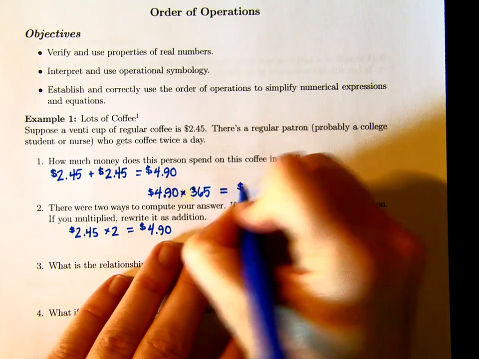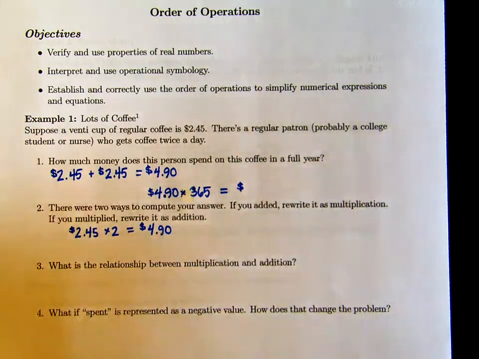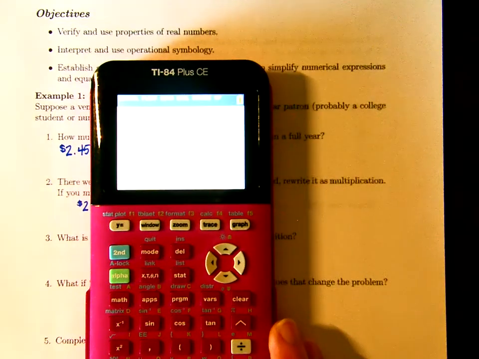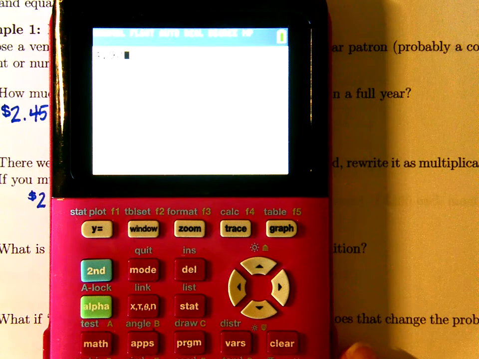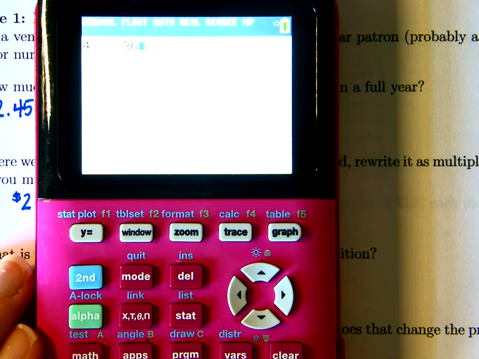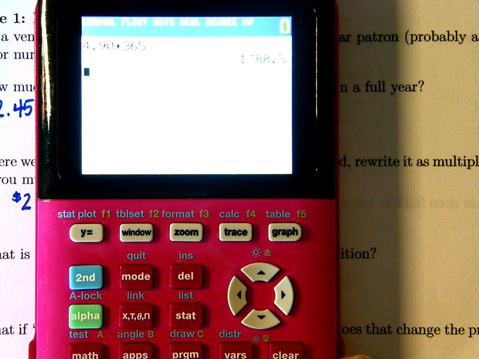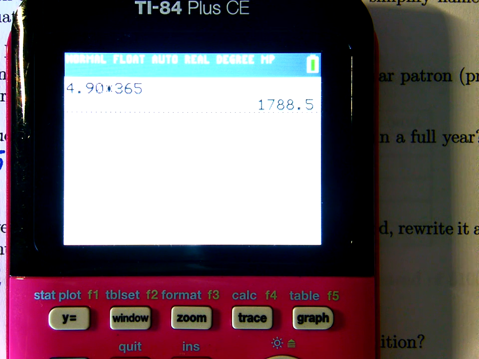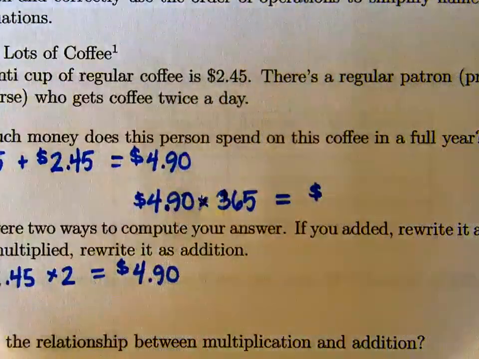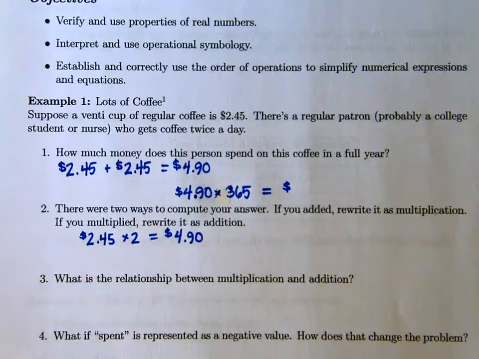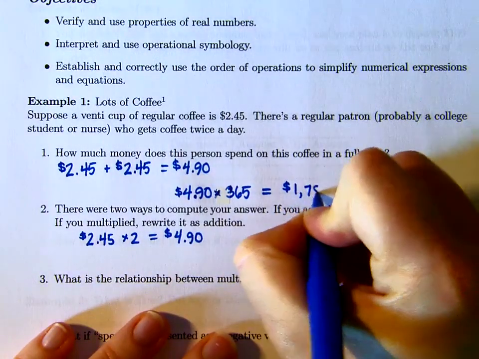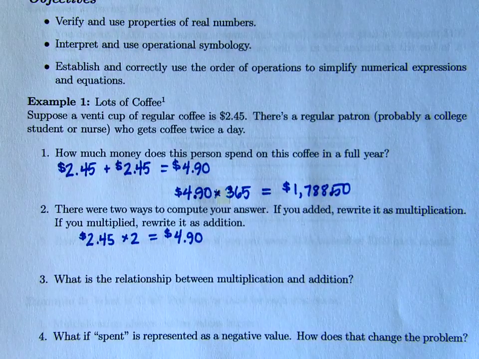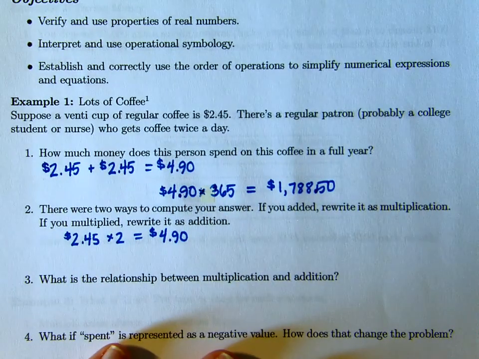And then I get my handy dandy calculator. And let's see, $4.90. No, wrong way. Times 365. And it looks like $1,788.50. Okay. $1,788.50 spent on coffee in a year. That's quite a bit, by the way.